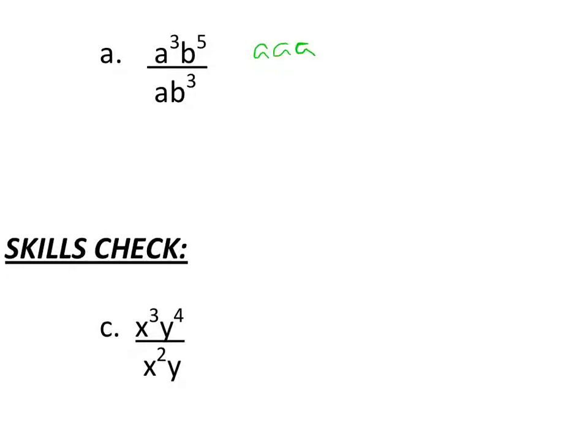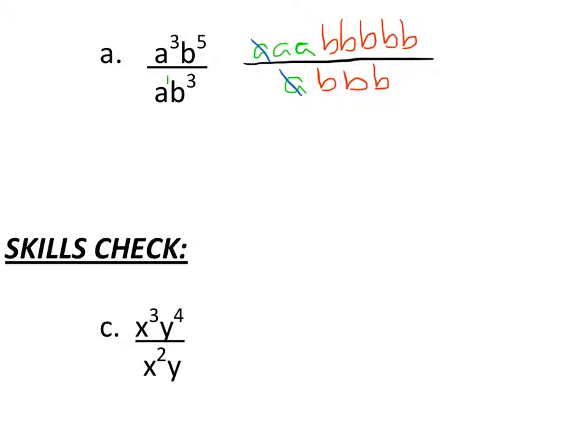A cubed means that there are 3 A's. B to the 5th means that there are 5. On the bottom, we have only 1 A, because that's a power of 1. And then we have B, B, and B. Now, as we discussed, we can cancel the same number that are on top as there are on bottom. And we're left with A squared, because there's 2 A's there, and B squared.